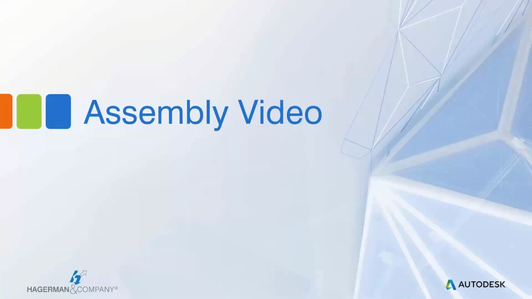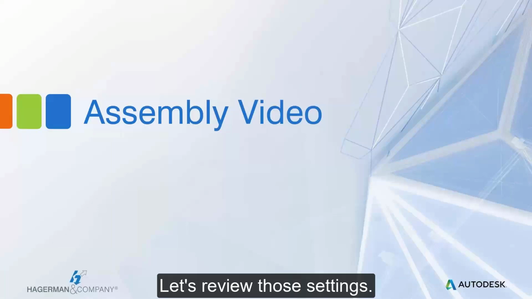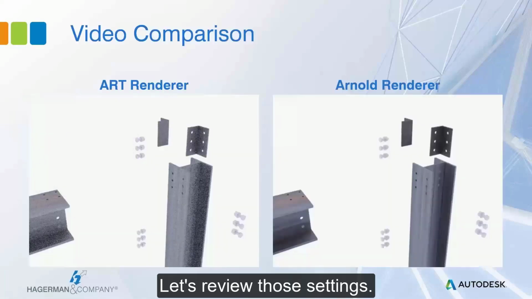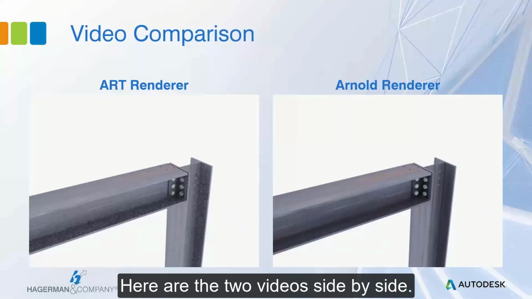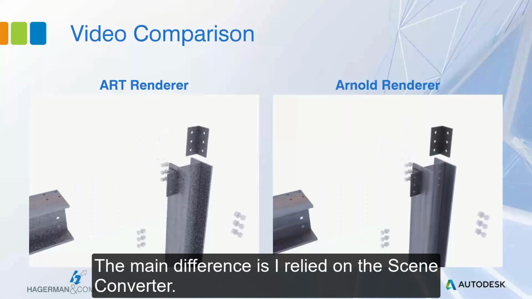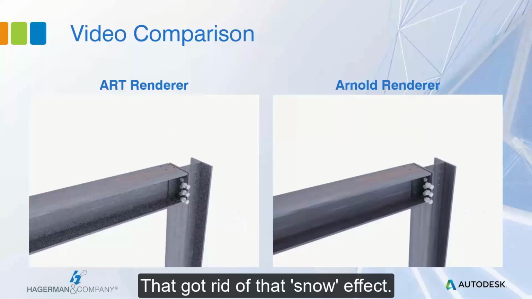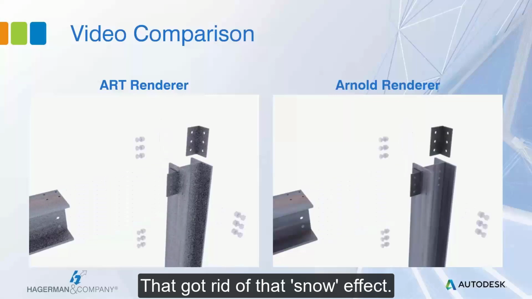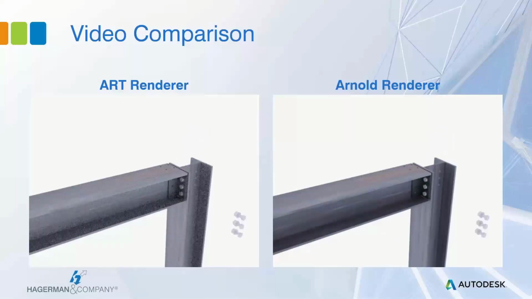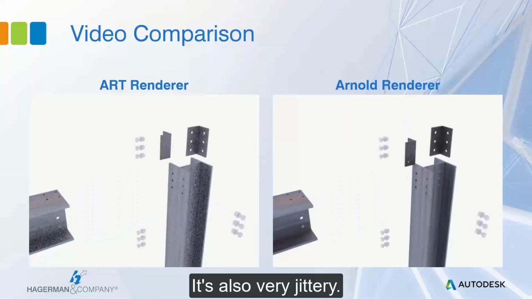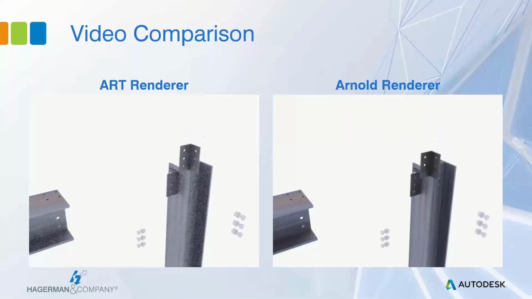Let's review those settings. Again, side by side, those are the two videos I just played back. The main difference here is I rely on the scene converter, and that gets rid of that snow effect. I'm not sure what else to call that, but that's what it looks like to me. Very jittery and noisy.